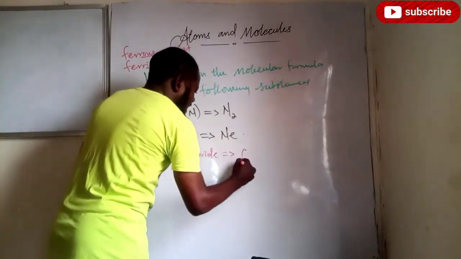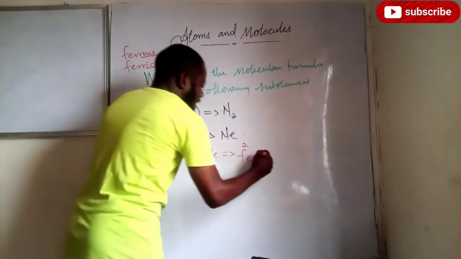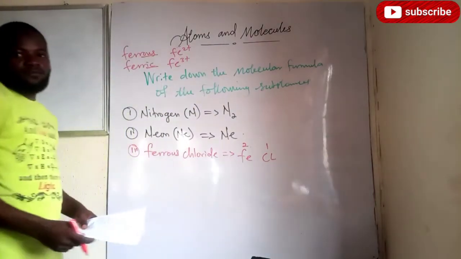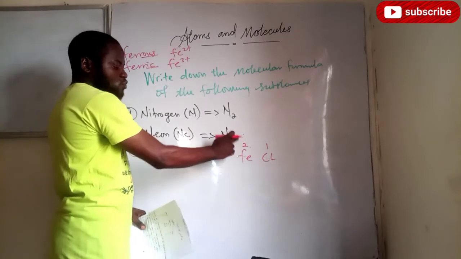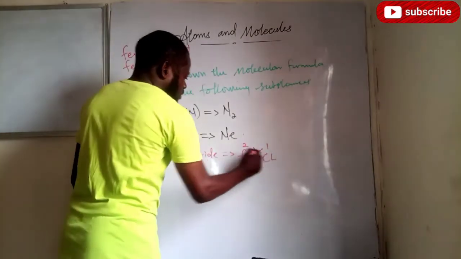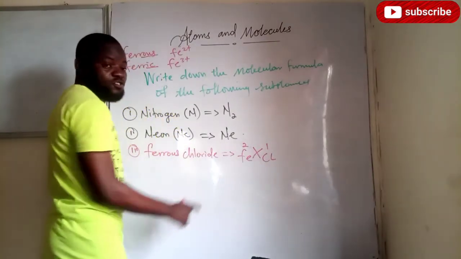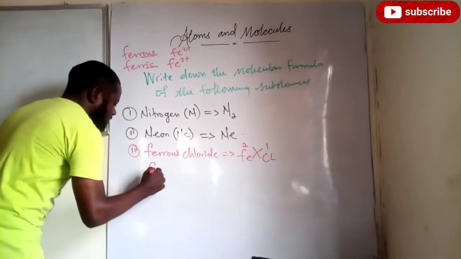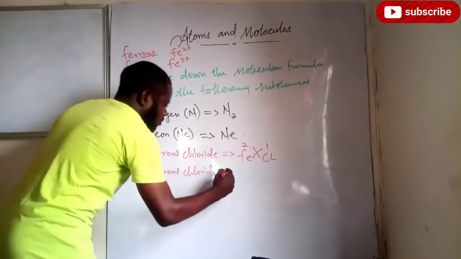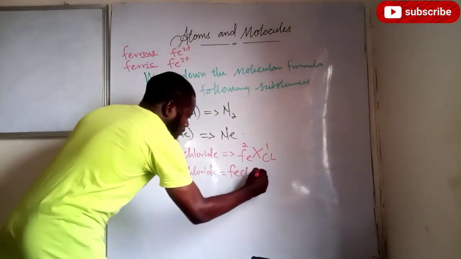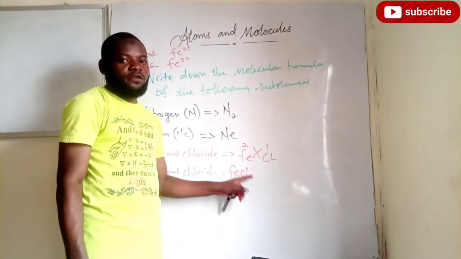So we have iron, which is 2, and we have chlorine, which is 1. The valency electron of chlorine is 1, and that of iron is 2. So we cross multiply. When you cross multiply, this 2 goes to chlorine, and this 1 goes to iron. So we have that the ferrous chloride is given as FeCl2. You have to write down the metal first before the non-metal.